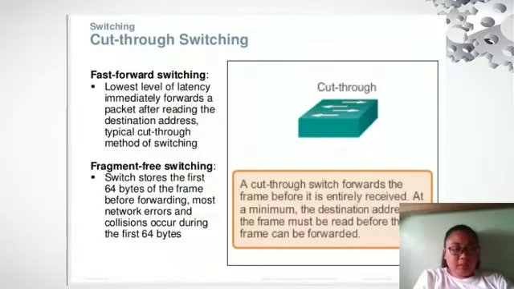Cut-through switching. Fast-forward switching has the lowest level of latency. It immediately forwards a packet after reading the destination address. This is the typical cut-through method of switching. Fragment-free switching. The switch stores the first 64 bytes of the frame before forwarding. Most network errors and collisions occur during the first 64 bytes. A cut-through switch forwards the frame before it is entirely received. At a minimum, the destination address of the frame must be read before the frame can be forwarded.